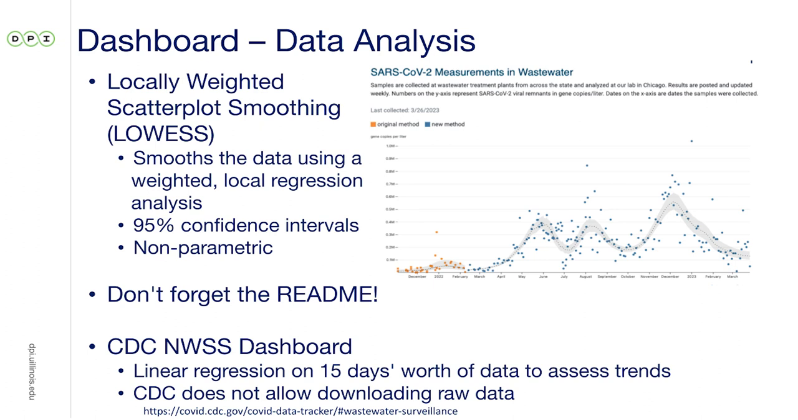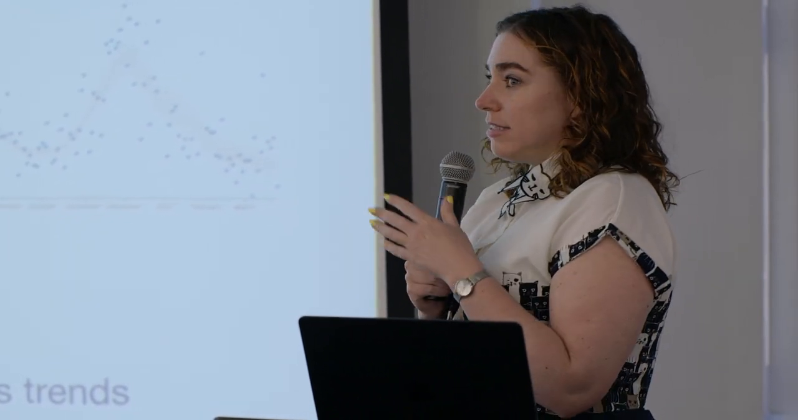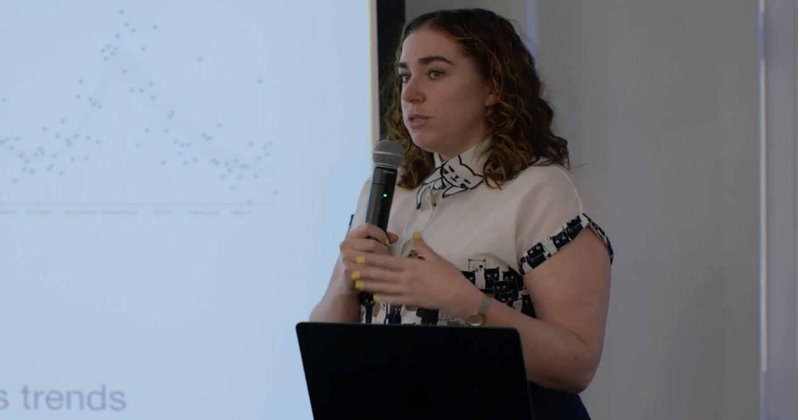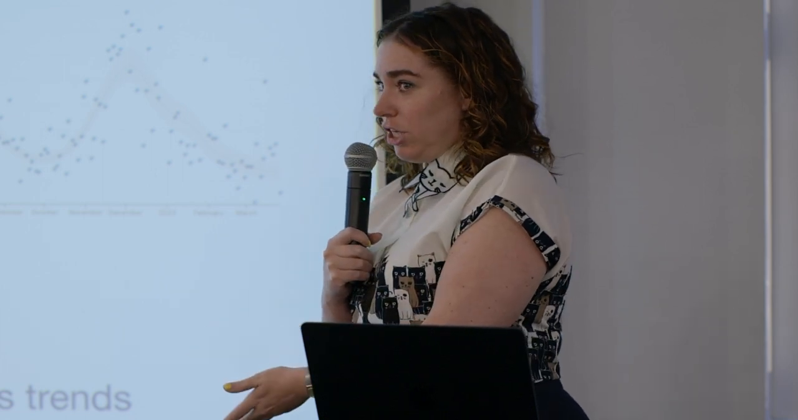And I also wanted to mention another place where our data is publicly available, which is the CDC NWSS dashboard. NWSS stands for National Wastewater Surveillance System. It includes our data. We upload it twice a week, as well as every state across the U.S. that participates in the CDC program. There is a difference you will notice between our dashboard and their dashboard. One, on the trend, they use just a simple linear regression on 15 days, the last 15 days worth of data, to assess trends and calculate a percent change. And unfortunately, they do not allow the downloading of raw data. If you try to download for a location, they will just give you that 15-day percent change pre-calculated, and you won't know how they calculated it.